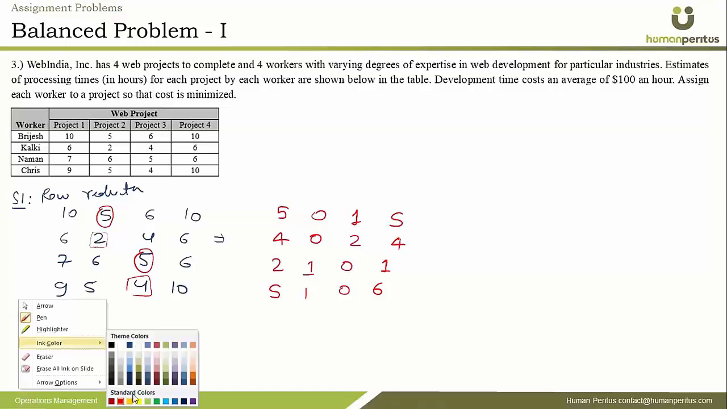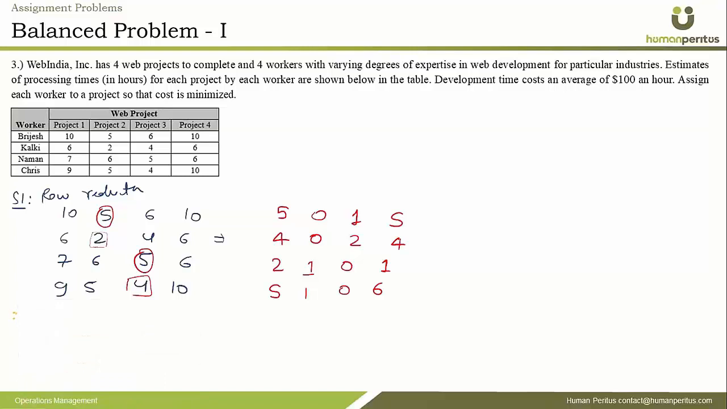Now what is our step 2? Our step 2 is column reduction. Again, we will identify the smallest value here. The smallest value is 2. I can straight away write 5 minus 2, 3. 4 minus 2, 2. 2 minus 2, 0. 5 minus 2, 3.